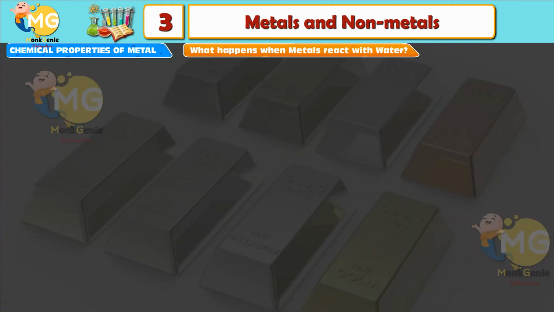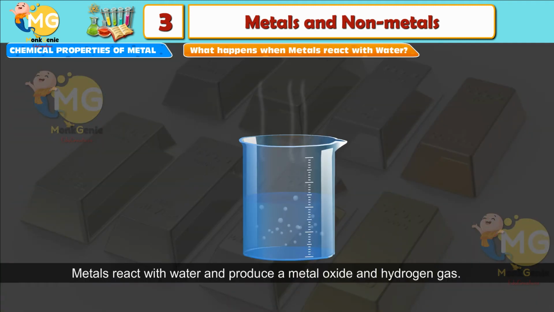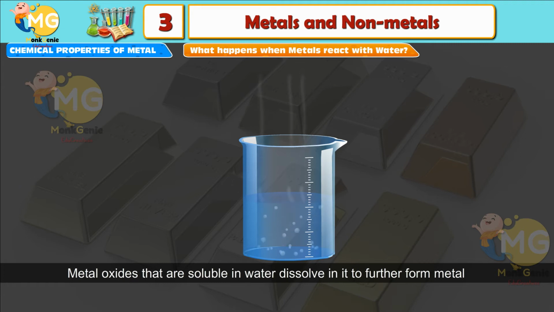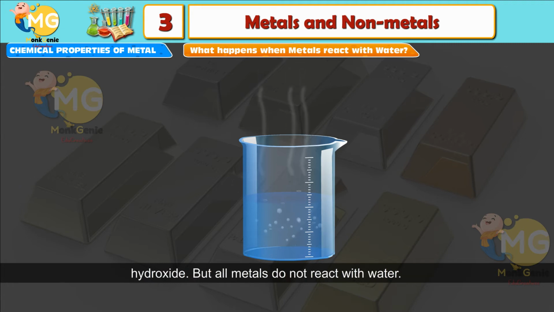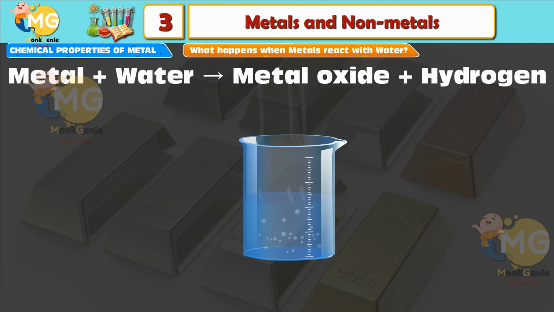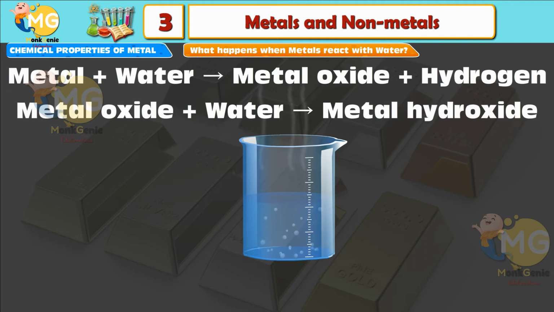What happens when metals react with water? Metals react with water and produce a metal oxide and hydrogen gas. Metal oxides that are soluble in water dissolve in it to further form metal hydroxide. But all metals do not react with water. Metal plus water is equal to metal oxide plus hydrogen. Metal oxide plus water is equal to metal hydroxide.